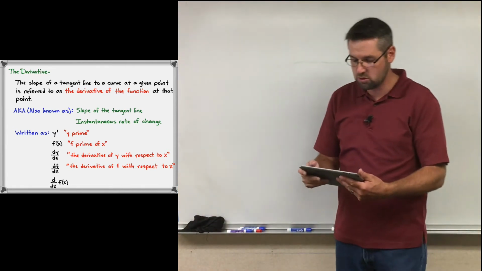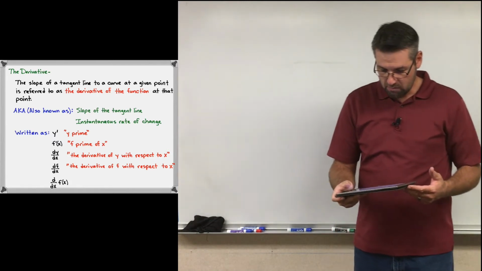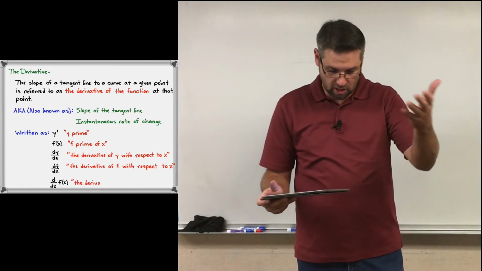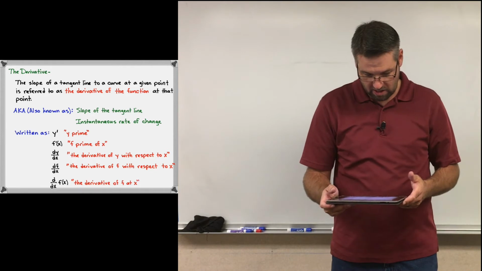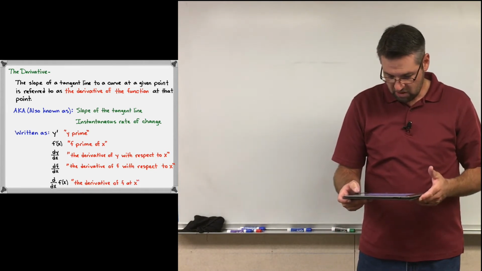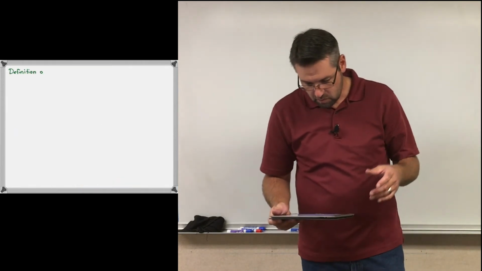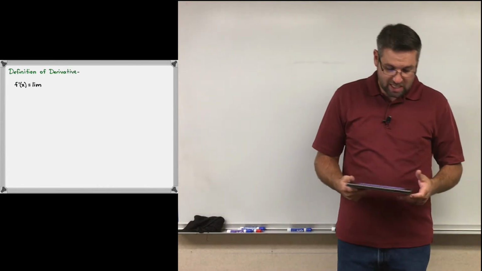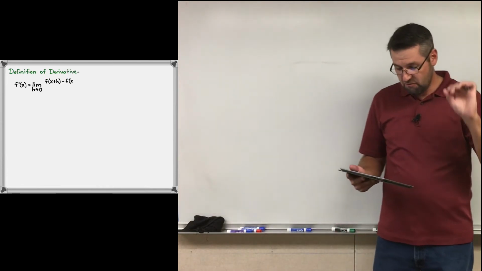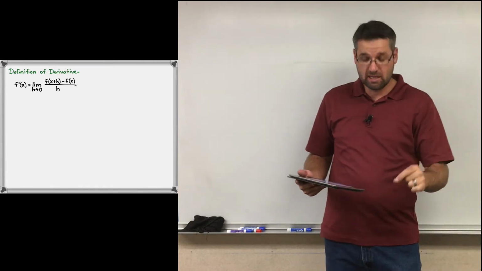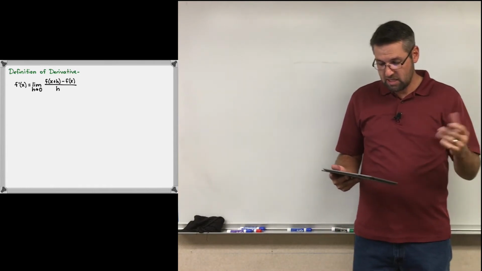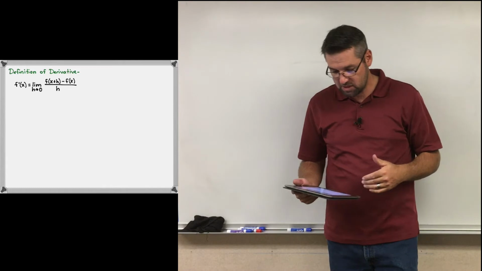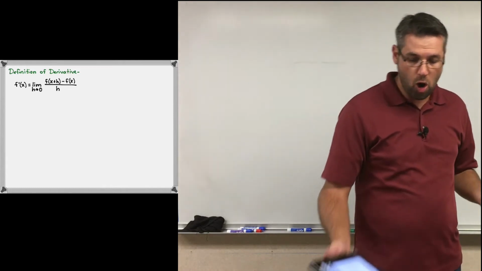We can use any one of those notations, but the simplest form is obviously y prime and f prime of x, okay? The derivative of f at x. Now, the definition of the derivative is exactly what we've seen before. F prime of x is equal to the limit as h approaches 0 of f of x plus h minus f of x all over h.